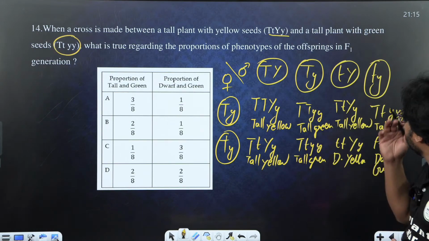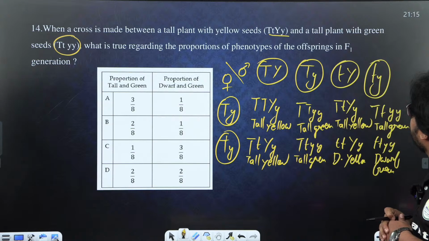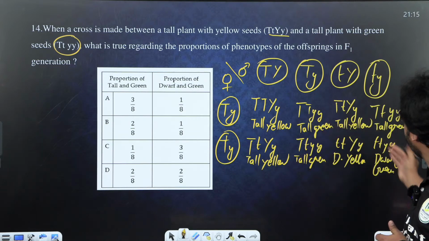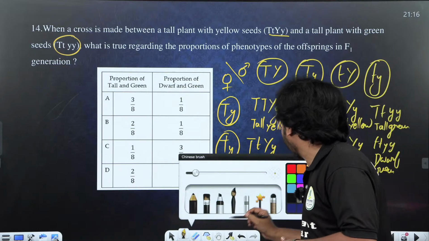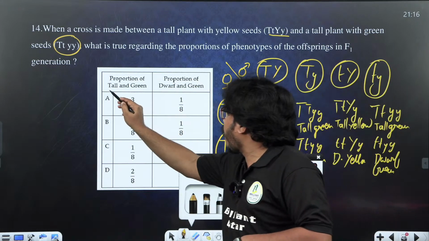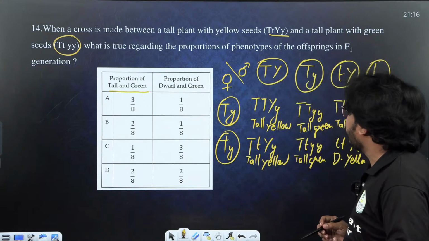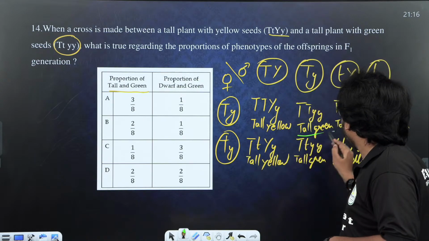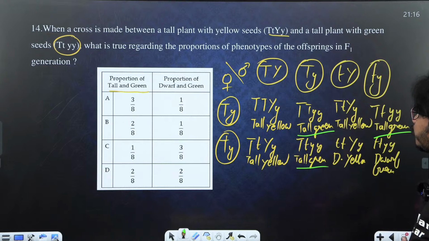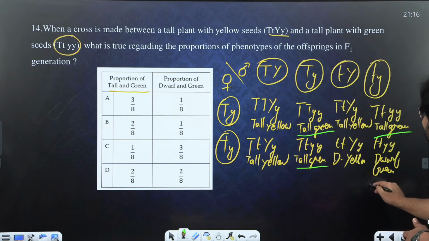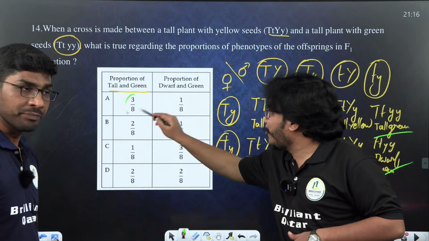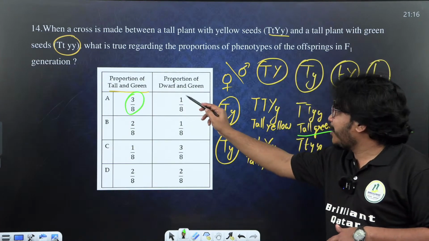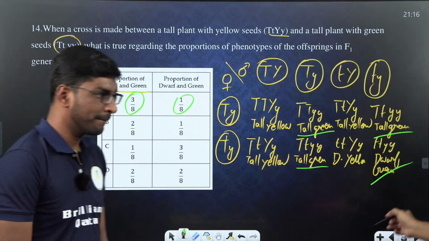Find out. So yellow is dominant, green is recessive. Now let's see what the ratio is. The question is how many tall green are present. If I count, you can see 1, 2, 3. So 3 tall green are actually coming, so no need to check the other one. Dark green only 1 is coming. So 3 out of 8 is tall green and 1 out of 8 is dark green.